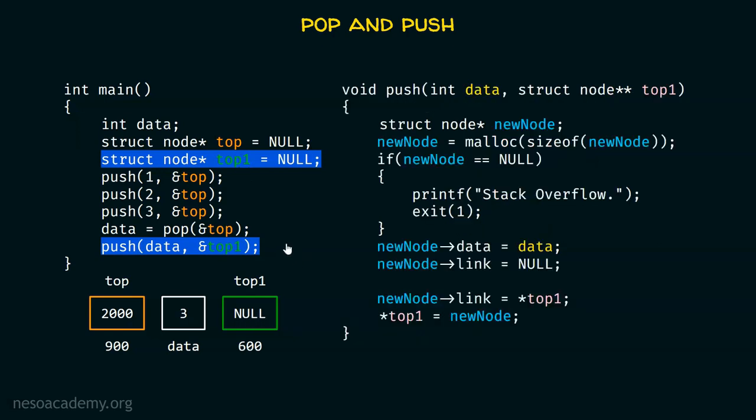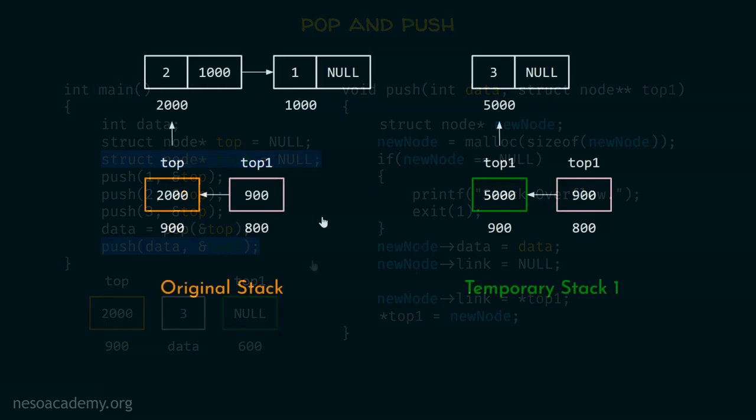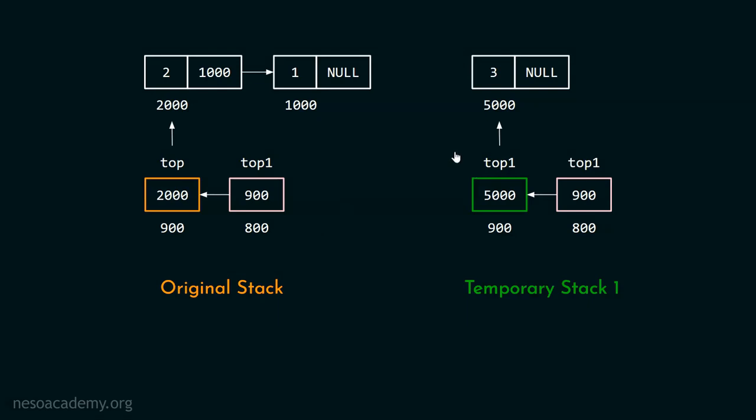After this call, definitely this value will get pushed inside temporary stack 1, right? You can see this push function. Now let's see the status of the temporary stack 1 after calling this push function. After the call to the push function, this is how our temporary stack 1 looks, right? Here you can see that this top 1 pointer is pointing to this node, and in this node, the value is 3. So I hope the idea is clear to you how to pop an element from the original stack and how to push that element onto the temporary stack. It is very simple, right?